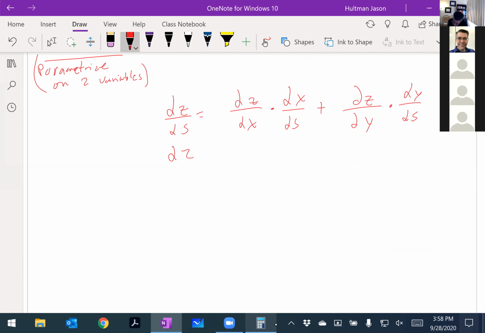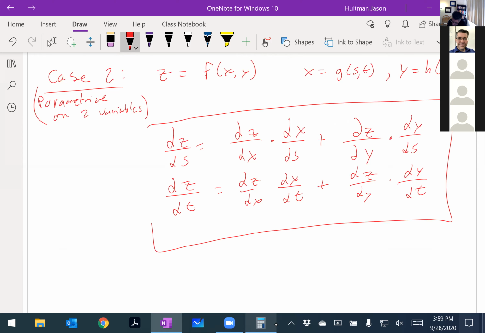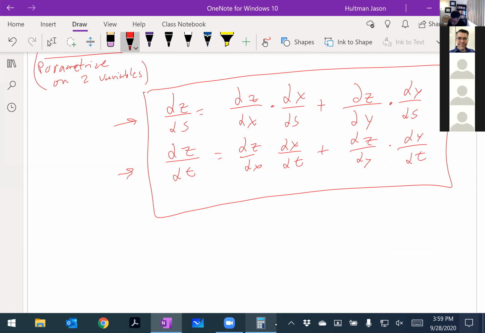Same thing with t. Again, the partial of z with respect to x, but now we're going to take the partial of x with respect to t, the second variable. Take the partial of the partial. Plus the partial of z with respect to y times the partial of y with respect to t. So we have these two chain rules, and we can find the partial with respect to s and the partial with respect to t.